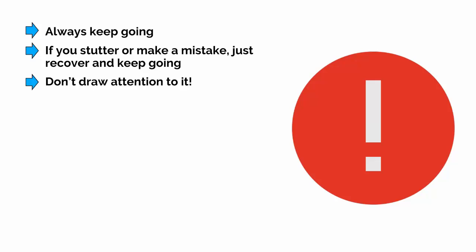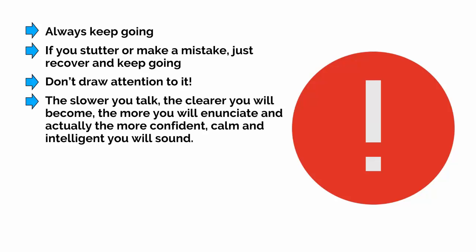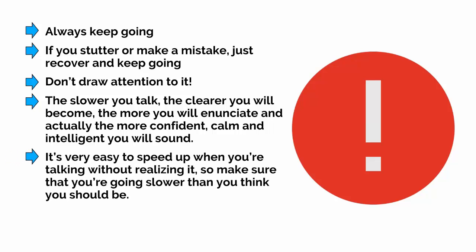Of course, you want to limit your stuttering as much as possible, and one way to do that is to simply talk a little more slowly. The slower you talk, the clearer you'll become, the more you will enunciate, and actually the more confident, calm, and intelligent you'll sound. It's very easy to speed up when you're talking, without actually realizing it. So make sure that you're going slower than you think you should be. It actually pays to watch yourself back.